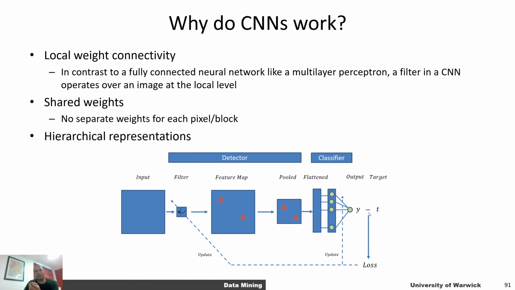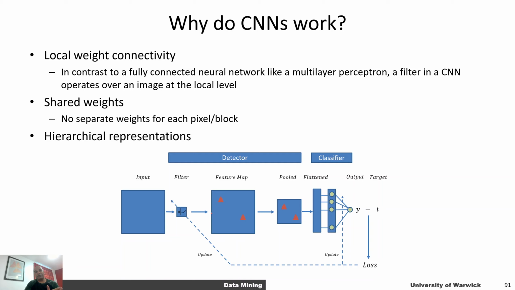You compare that prediction label to your target to compute a loss, which then is used to update your classifier, your weights in this bit, as well as your filters. And you can have one or more than one filter. You can have a whole bunch of filters in the convolutional neural network.